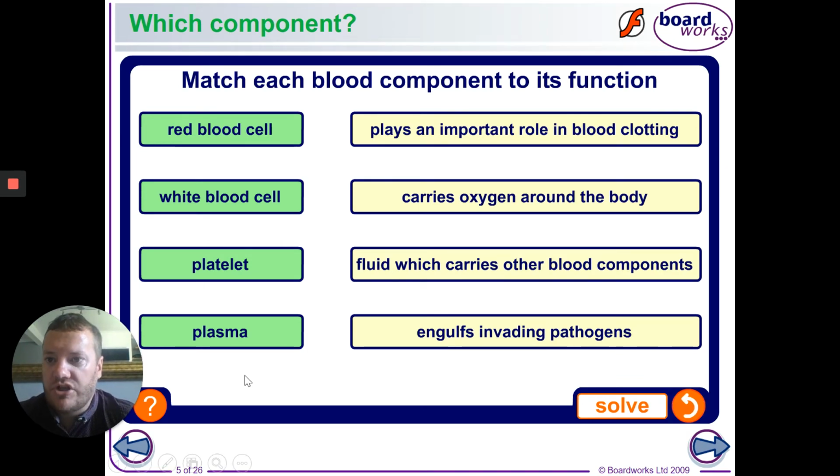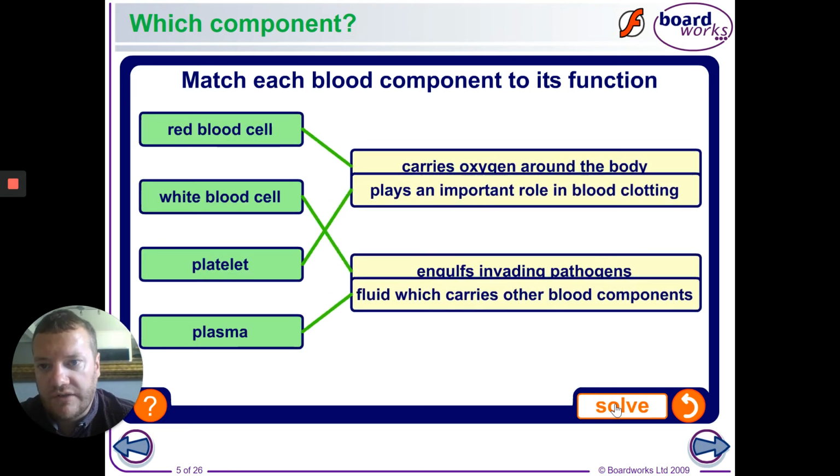What I'm going to do now is see if you've been listening to what I'm saying. I'm going to show you the blood components. They're down on the left here. And there are functions down on the right here. What I want you to do is pause the video now and see if you can match up the correct blood component to its function. Okay, so if you just pause the video now, have a go at matching those up. Okay, check you got them right.